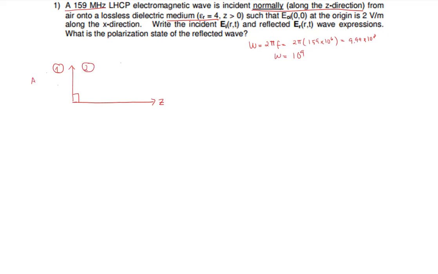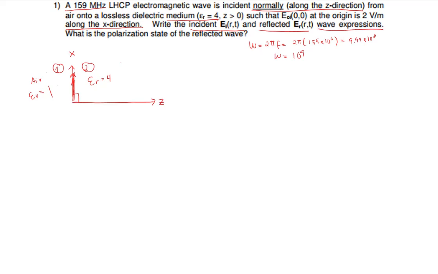So that's coming from air, with epsilon naught of 1, then going into the epsilon r of 4 medium. And E naught of I at the origin is 2 volts per meter along the x direction. If we designate this our x direction, the problem is asking us to get the incident E sub I and reflected E sub r wave expressions.